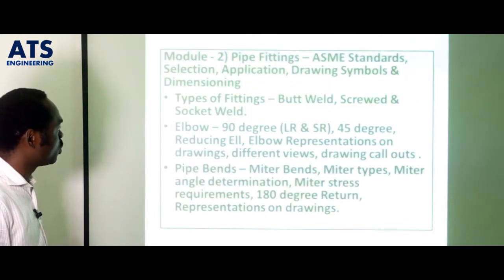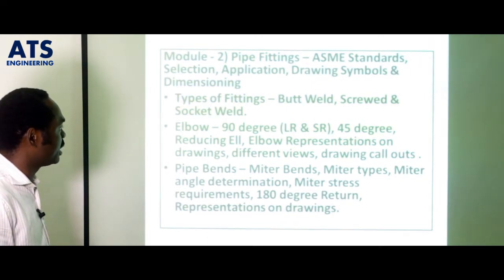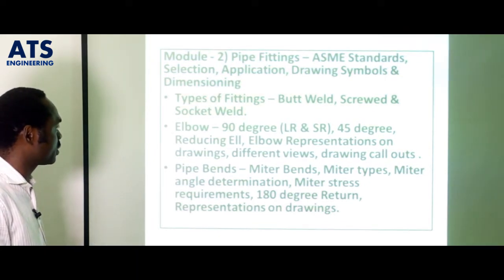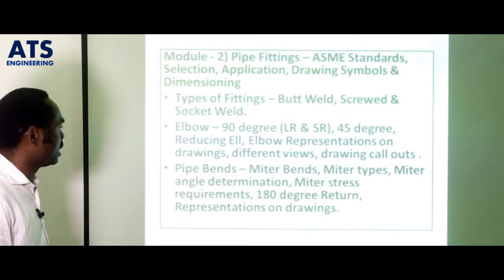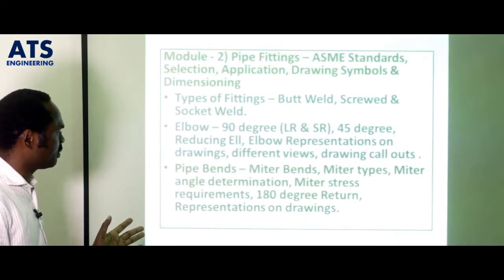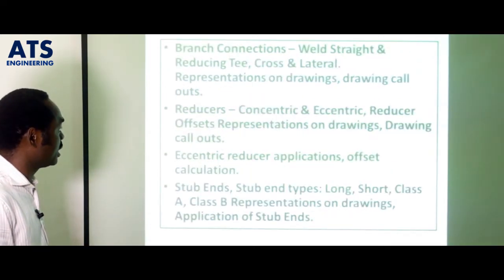Module 2 will be focused on pipe fittings, which are needed in piping systems. We'll look at various ASME standards for pipe fittings, selection, application, drawing symbols, and dimensioning. Types of fittings such as butt weld, screwed, and socket weld fittings. Elbows will be looked at, different types of elbows. We also look at pipe bends, different types of pipe bends will also be considered in training.